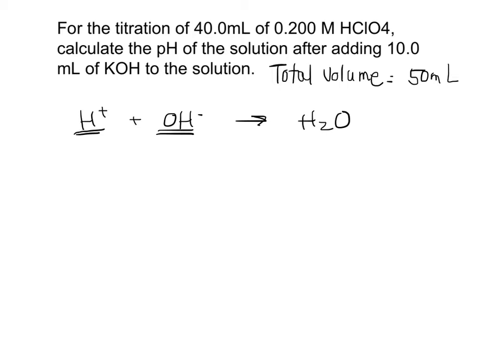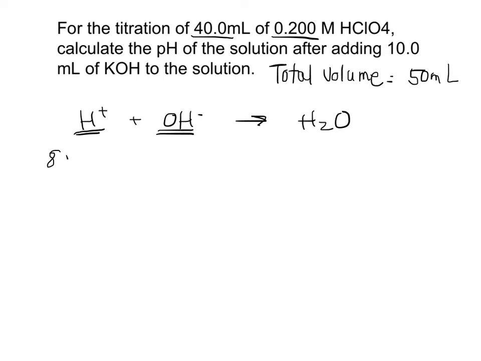So we do have to convert to moles to figure out how many moles of hydronium ions we have and how many moles of hydroxide we have. I'm going to keep it in millimoles because there's one less calculation to do. We don't have to worry about dividing or multiplying by 1,000. All right, so we have 40 milliliters of a 0.2 molar solution. If I multiply 40 milliliters times 0.2, I get 8 millimoles. So I have 8 millimoles of acid.